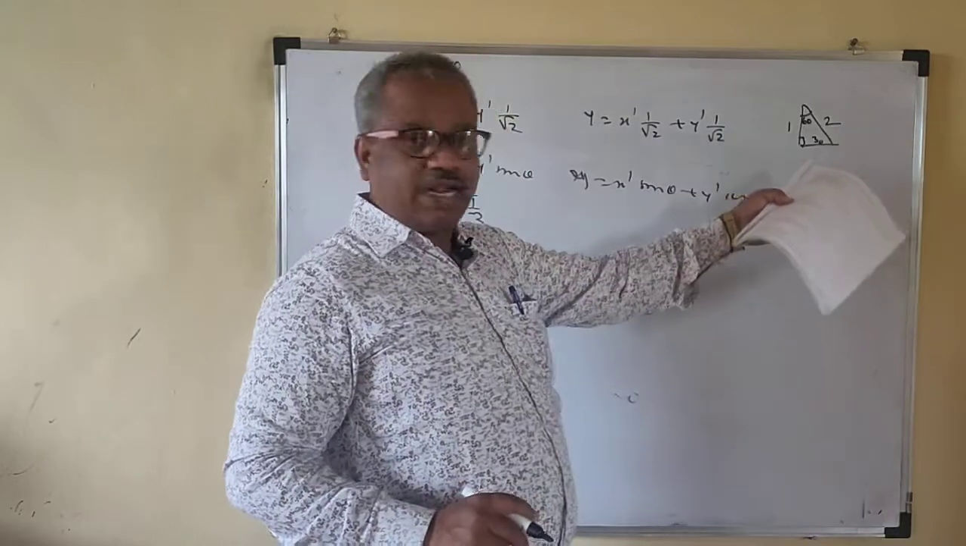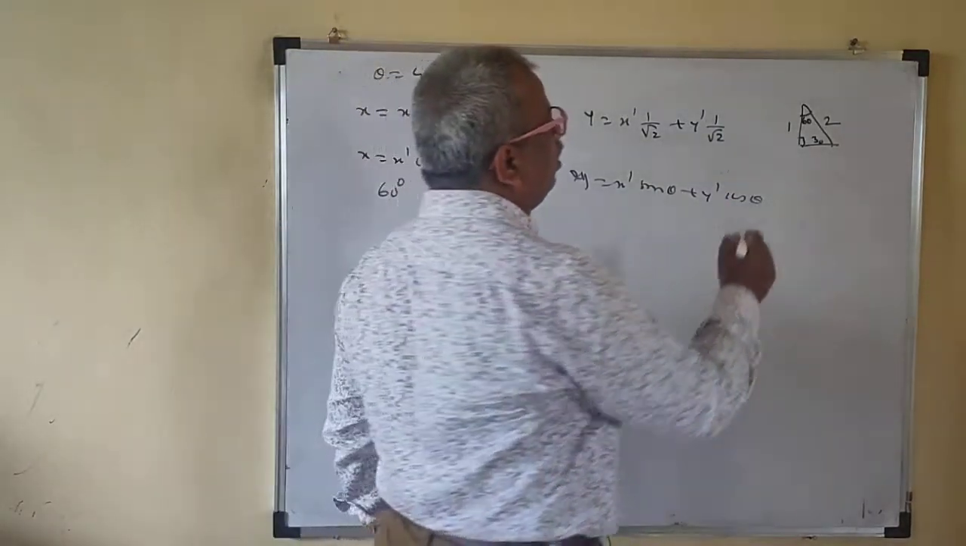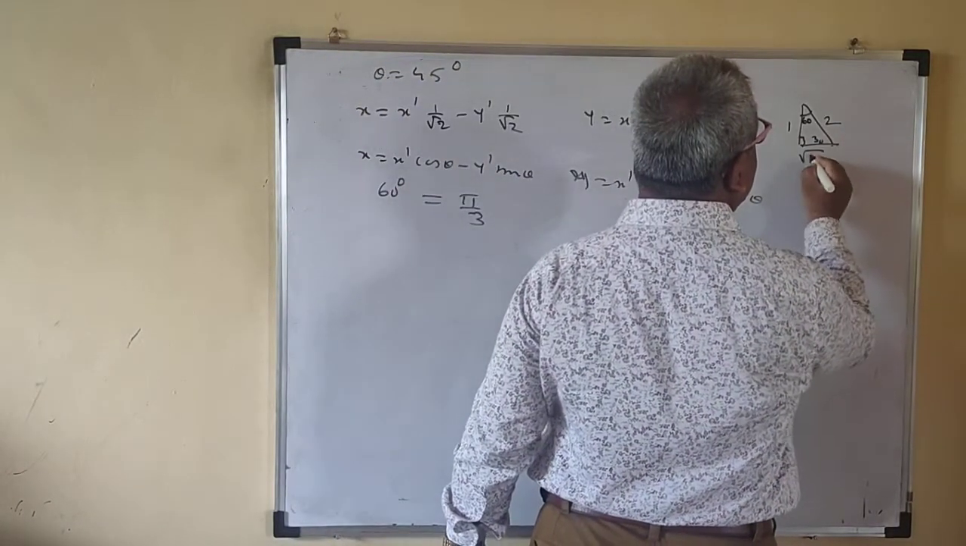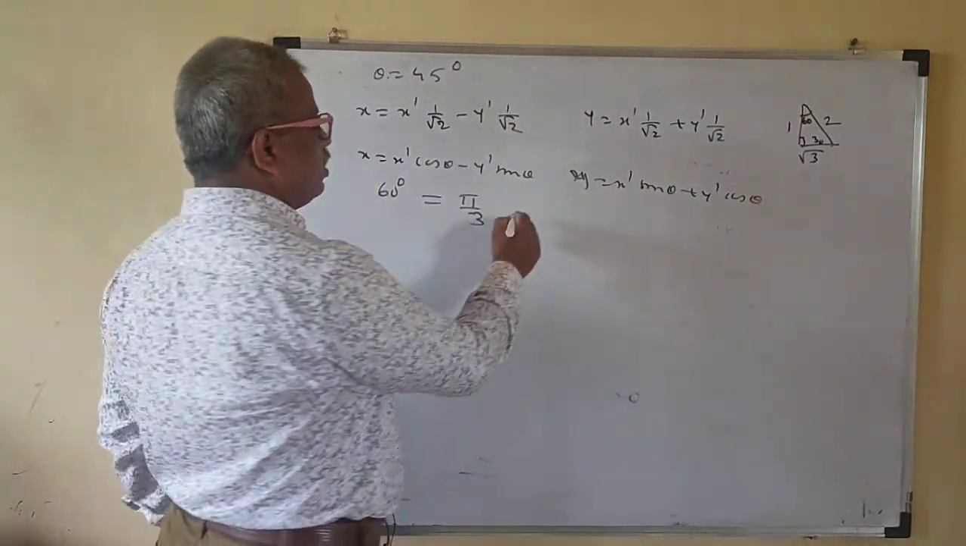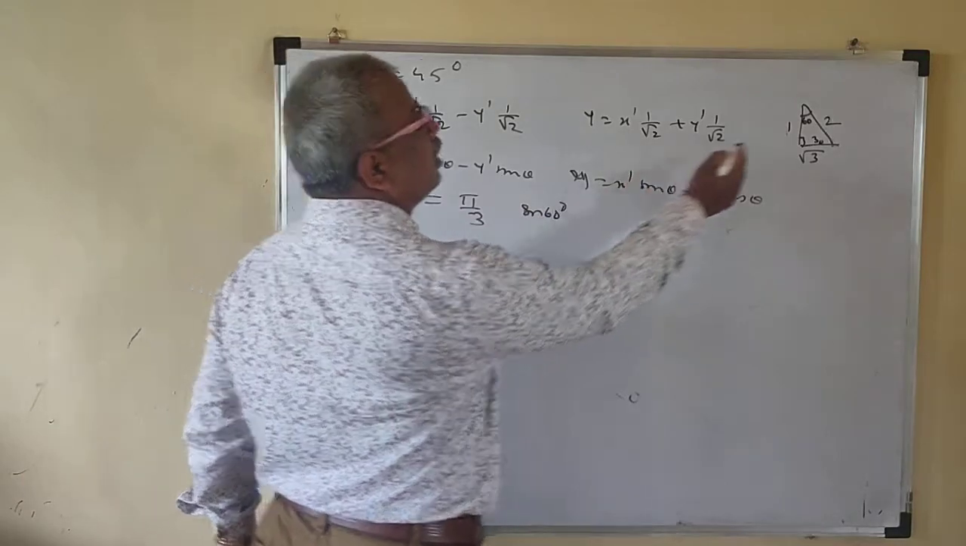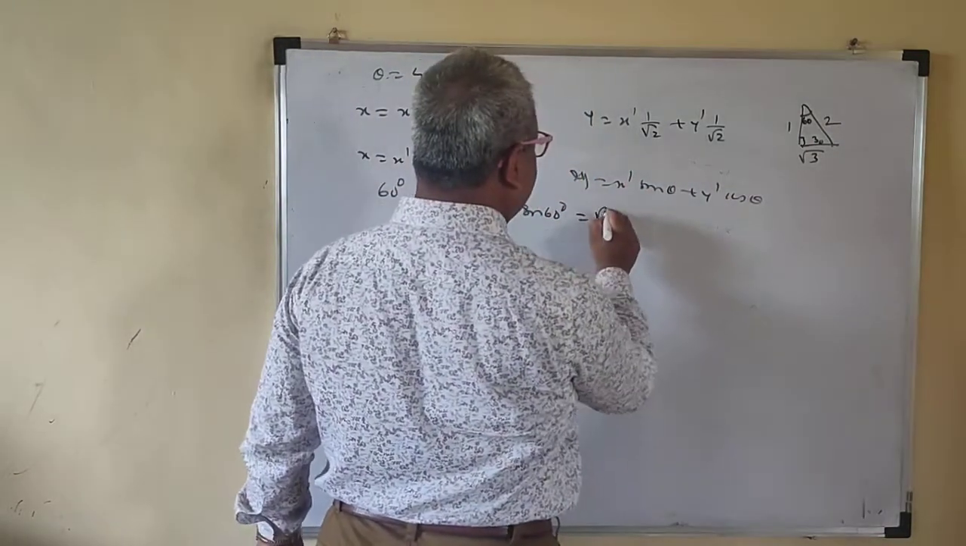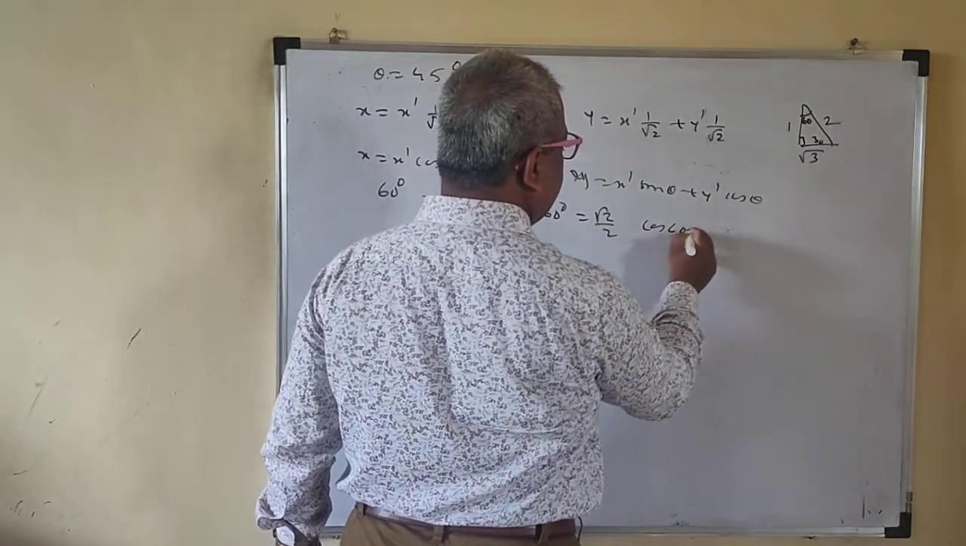This is one side of the right angle triangle. You can find the other by Pythagoras theorem. This is 4 minus 1, so this is root 3. Okay, now you can find sin 60 degree. Opposite side is what? Root 3 by 2. Cos 60 degree is what?